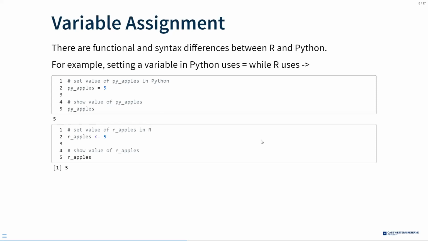So we'll talk about variable assignment first. In the example pieces of code you saw before, you likely noticed that whenever I set a variable, I would use an equal sign.